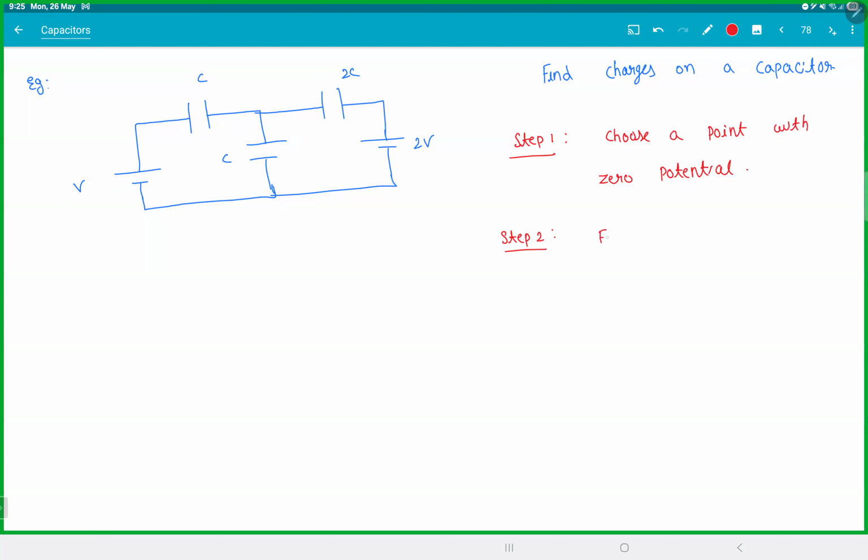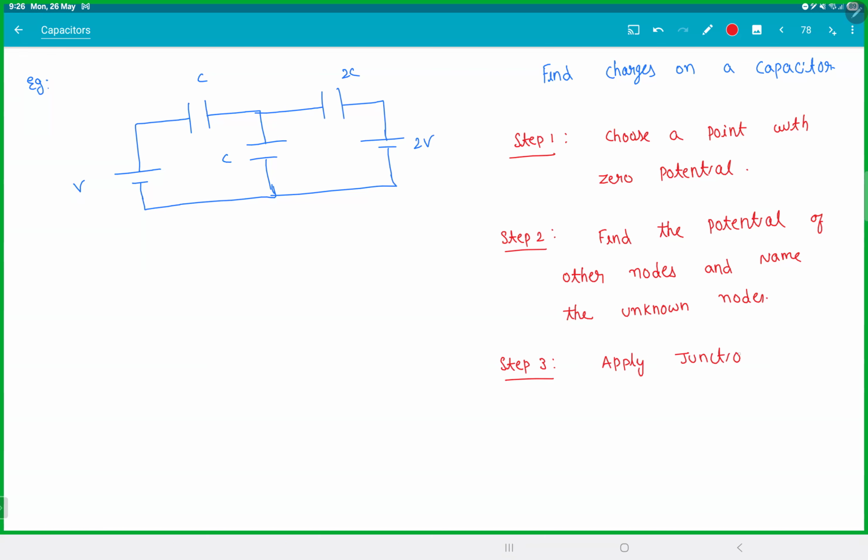Step two, find the potential of the nodes. After taking one point as zero, using that as a reference, try to find the potential of other nodes if you can. And if you can't, then just put some variables x, y, z and name the unknown nodes. If there are two variables, then we have to apply the junction law at two different nodes for two equations. If you have only one variable, then applying it once is sufficient. So based on how many variables you have, apply it that many times.